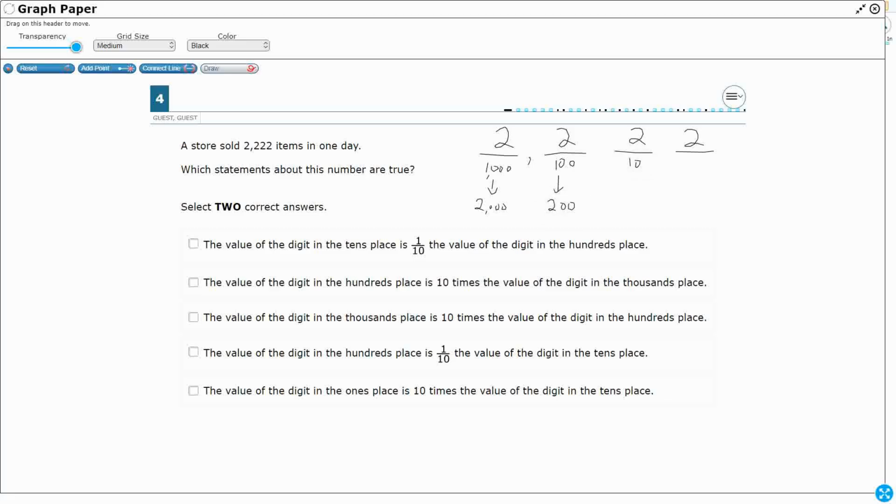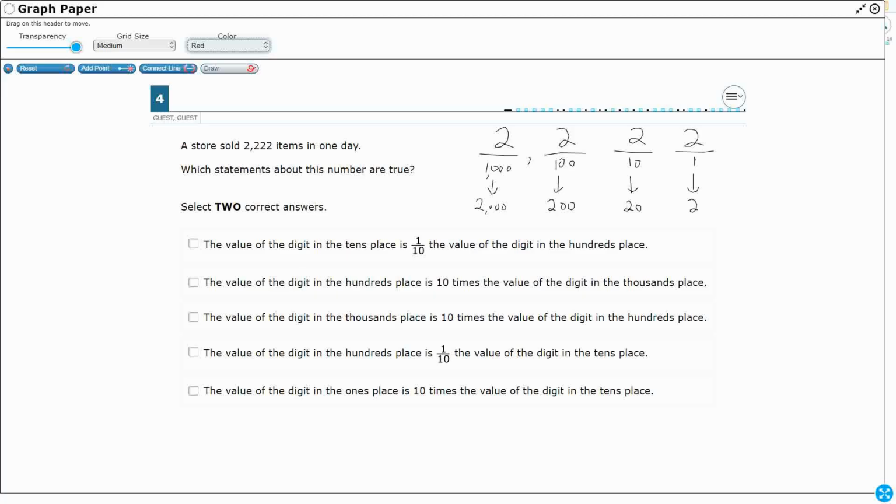This is worth 20 because it is a 2 in the tens place, and this is a 2 in the ones place, so it's worth 2. You notice how it's just a 2 with some zeros after it, right? So that's going to help us as we move along here. So we've got the first one, the value of the digit in the tens place.